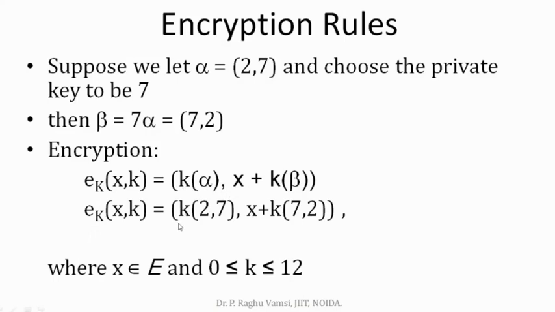So here k of α, we know that the public key is (2,7), comma x plus k of (7,2). Where x belongs to the elliptic curve only, and k lies between 0 to 12. So why does k lie between 0 to 12? Here k is the key value. This is between 0 and 12.